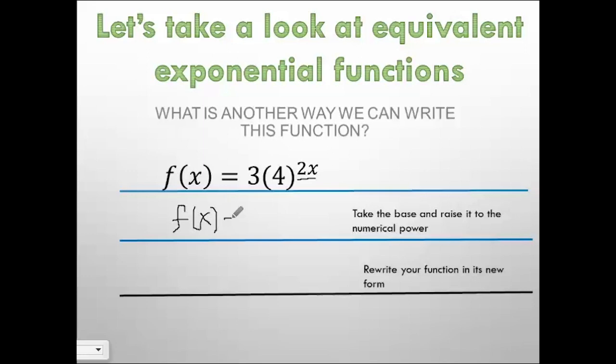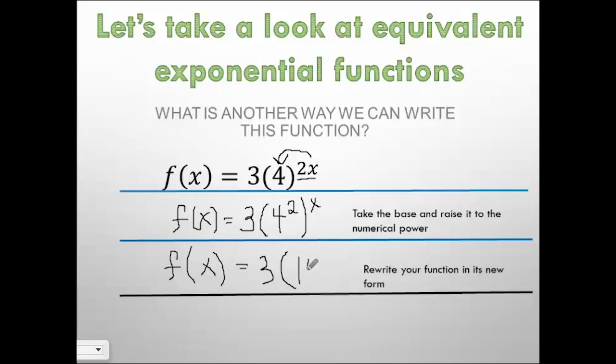So we're going to have f of x equals 3. Now we know that this exponent is only applying to what's inside the parentheses. And so we have 4 to the power of 2, and we're going to leave the x out here. And we know that 4 to the power of 2 is 16, because 4 times 4 is 16. And so we can rewrite this as f of x equals 3 times 16 to the power of x.